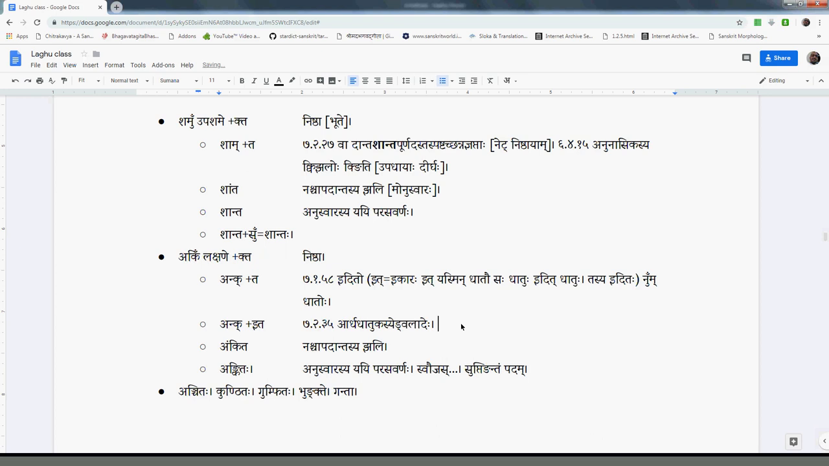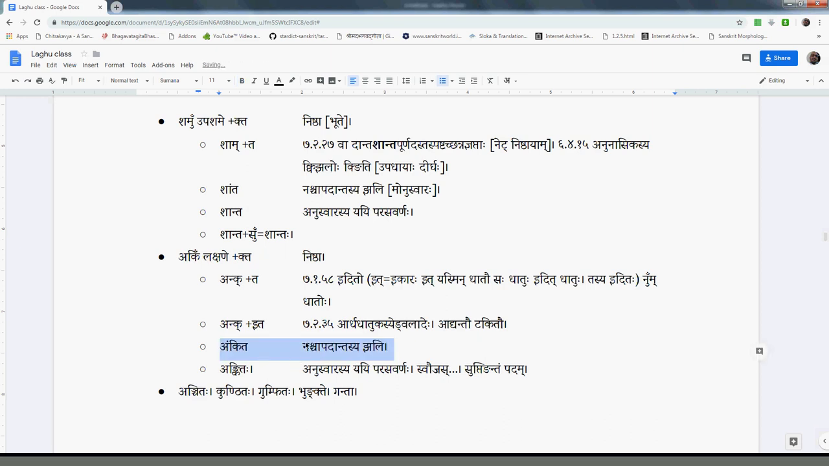Where will Idagama go? Adyantau Takitau. Idagama is a Tit Agama, therefore it will go Adi. Adi of what? Of whatever it is prescribed for. It is prescribed for the Valadi Pratyaya, therefore it will go before this Ta Pratyaya and it will become Ita. So Ank plus Ita will become Ankita, and then our sutra Naschapadantasya Jali is applicable here. You will get Ankita.